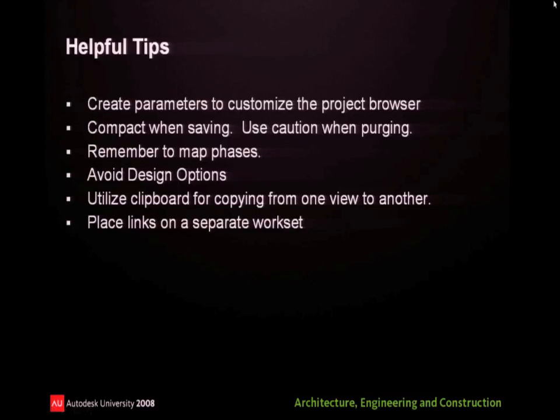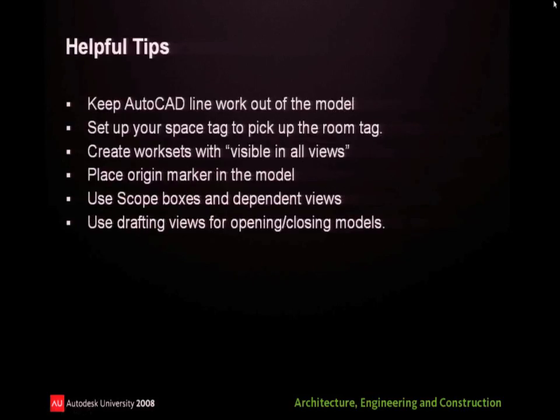And I also mentioned about putting the links on a separate work set as a best practice. Keep AutoCAD line work out of your model. Another great thing that we've done is set up your space tag. In 09, we got spaces, we can't copy the rooms anymore. There was that little bug in the beginning where you can't get the room name and number to come across. Well, there is a utility now that you can pick that up. Get the space tag to read the room name and number. So set that up in your template.